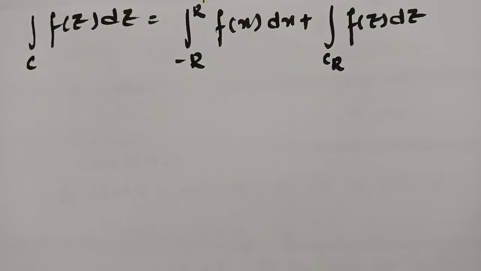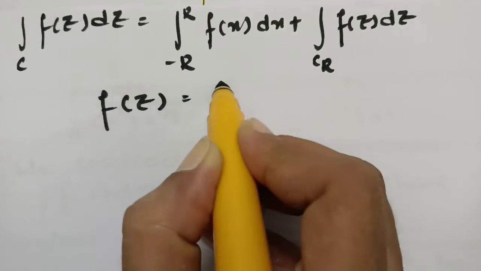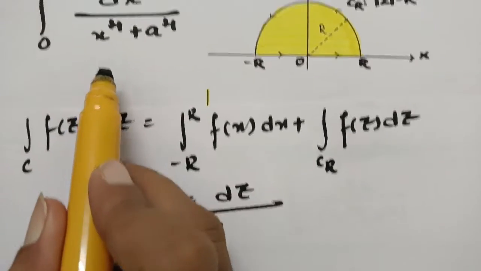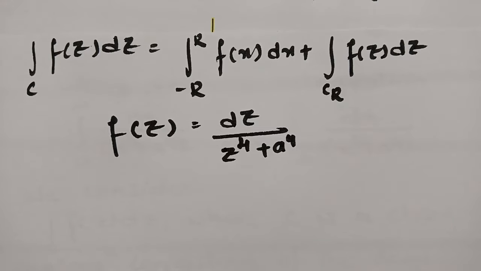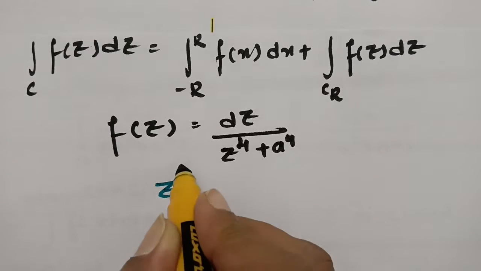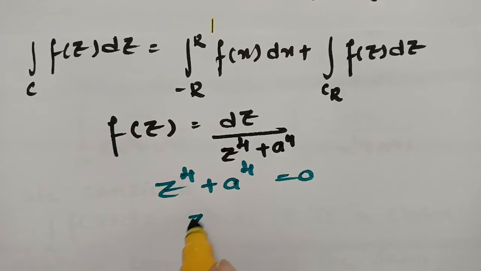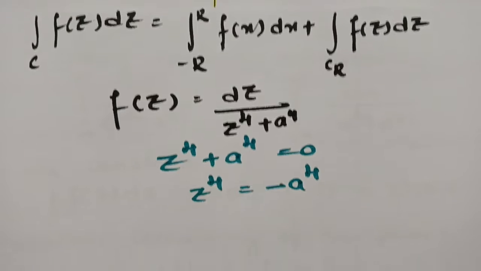Meanwhile, see what f(z) is. f(z) is dz by z power 4 plus a power 4. In order to find the poles, we have to equate the denominator to 0. So z power 4 plus a power 4 is equal to 0, and therefore z power 4 can be written as minus a power 4.